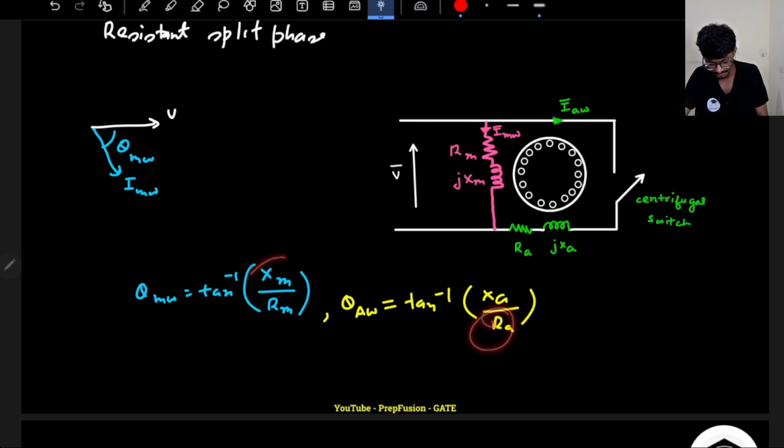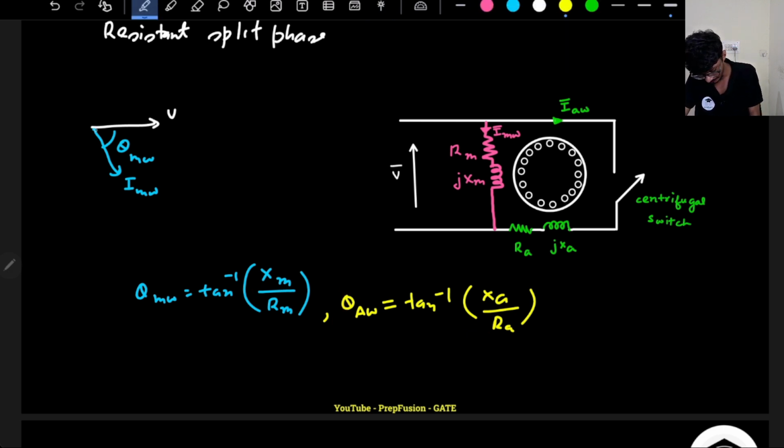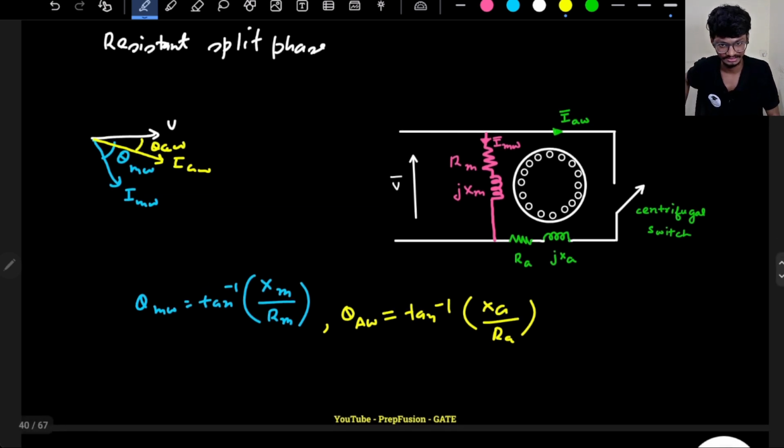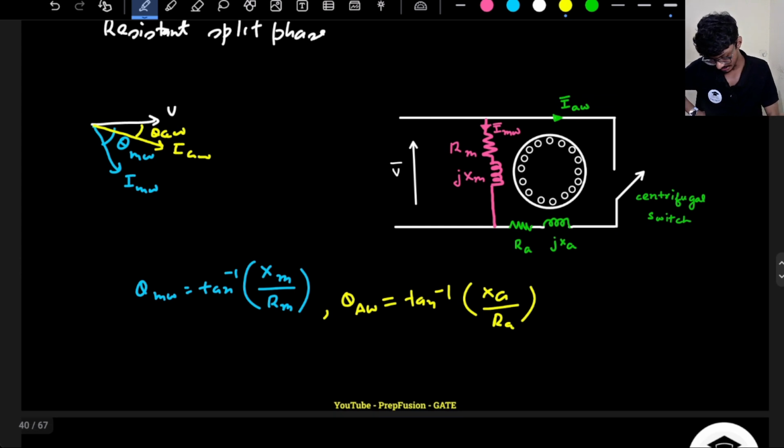If this Ra is much higher than this Rm, this theta aw will be much smaller, because an increase in Ra will reduce this theta aw. So theta aw will be somewhere around here. This will be Iaw, this will be theta aw. That is the basic thing, that is what we will do. We will simply reduce it. So I can say Xa by Ra will be much smaller, because this theta aw will be much smaller than theta mw, which is Xm by Rm. That is what we will do.